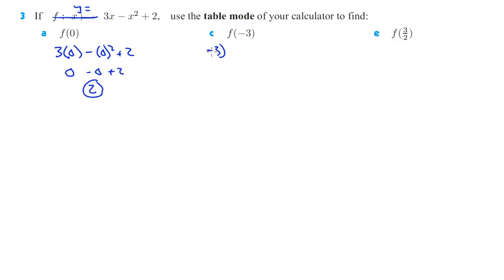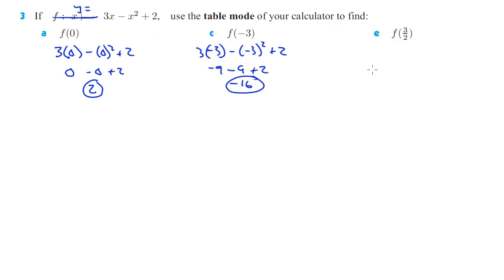Negative 3 is our x there. So it's 3 times negative 3 minus negative 3 squared plus 2. 3 times negative 3 is negative 9. And then negative 3 squared is 9. And then that's saying subtract 9. So it's negative 9 minus 9 plus 2. So that's negative 18 plus 2 is negative 16. Okay?